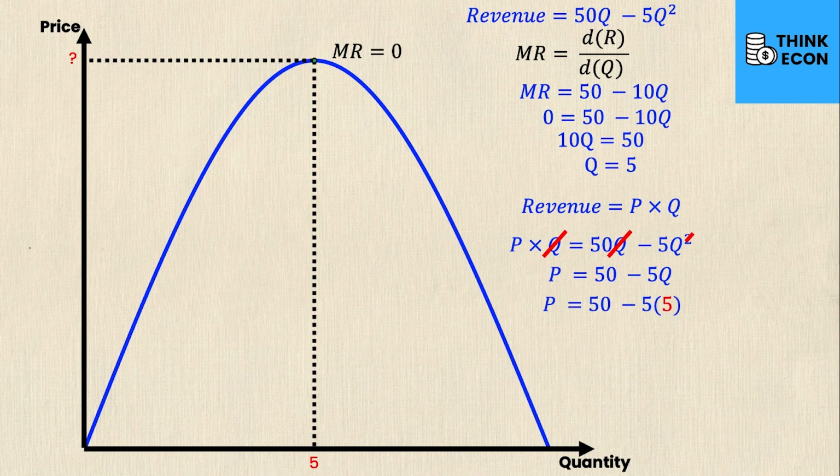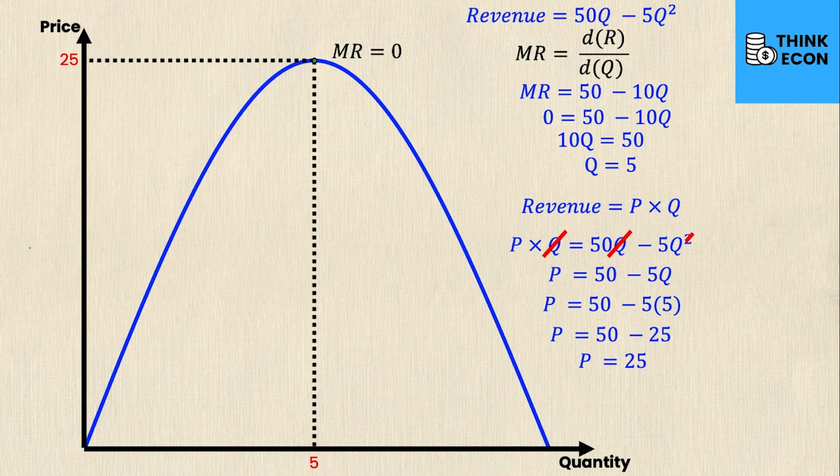Nonetheless, since I know my Q value, I can substitute it in. And once I do that, I have P equals 50 minus 5 times 5, which is my maximizing quantity. And then I simplify this further to get 50 minus 25. And of course, price must be equal to $25. So I can now plug this in on my graph.